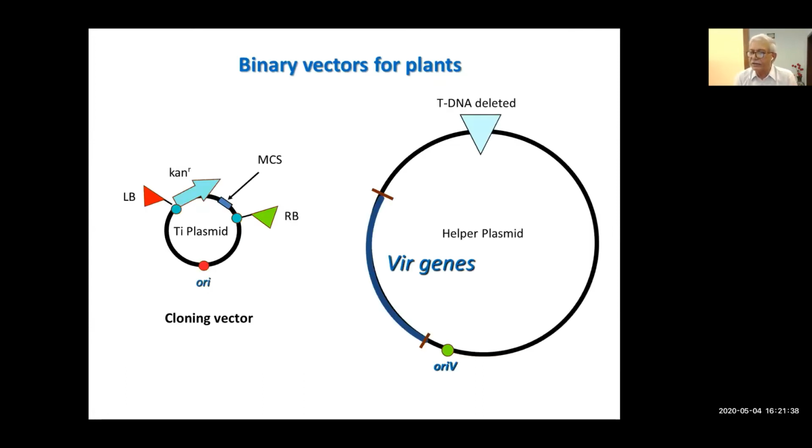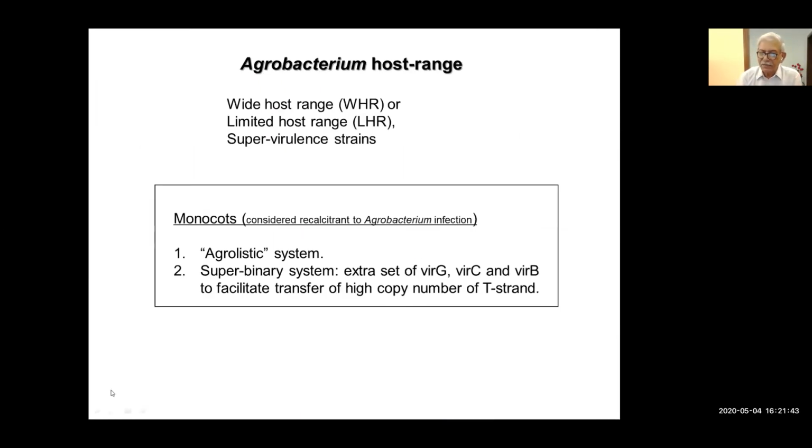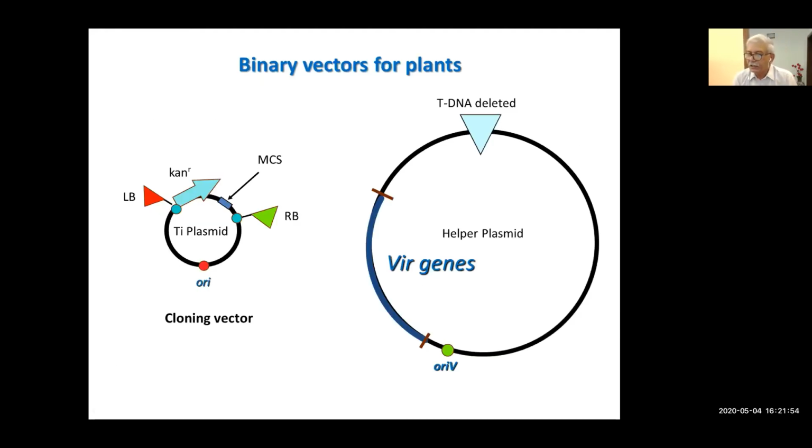Now I'm coming to the binary system. If you remember, in a slide here I mentioned the super binary system for monocot transformation. What is the super binary system? Binary means two. Currently, either for the transformation of dicot plants or for the transformation of monocot plants, we need binary vectors. A binary vector means we need a TI plasmid and a helper plasmid.